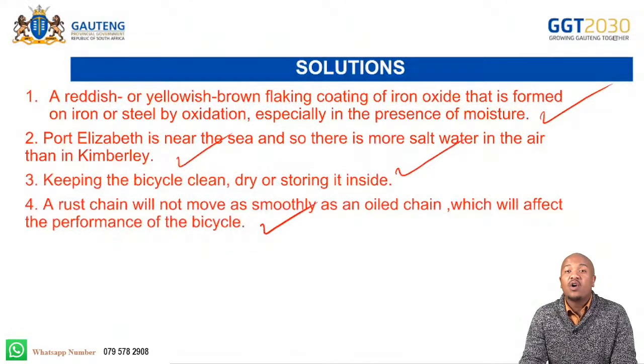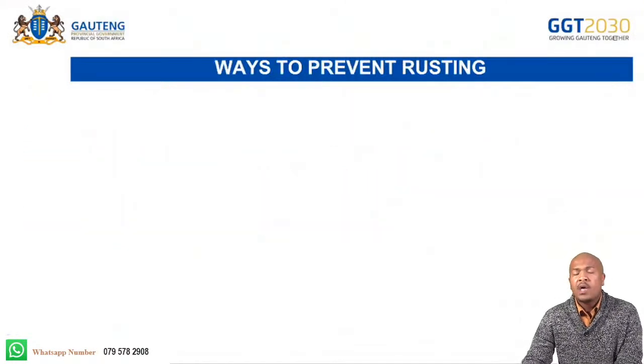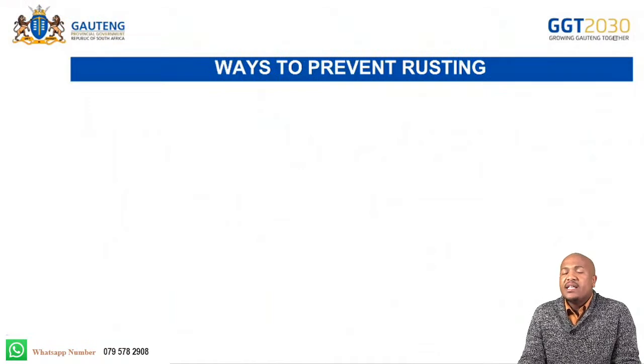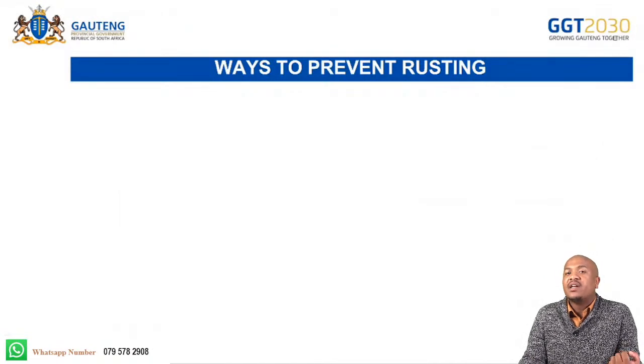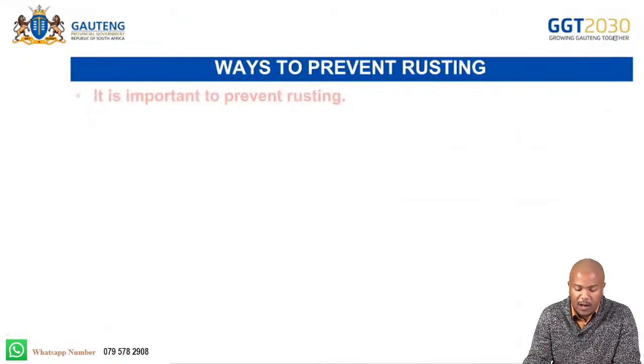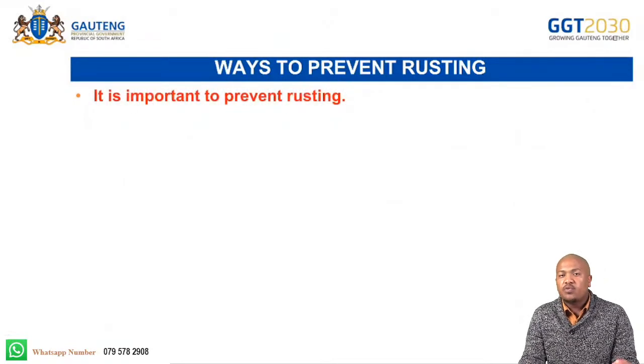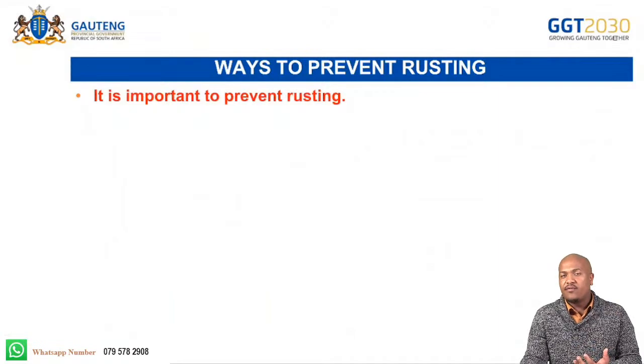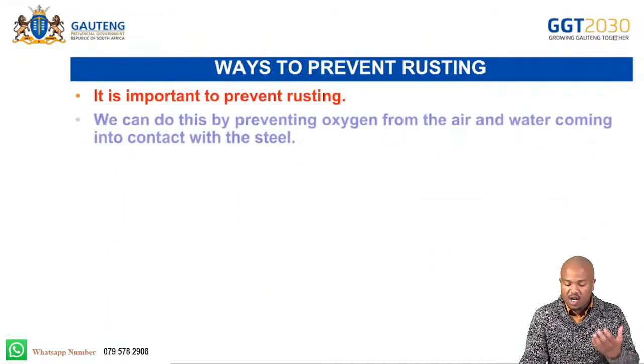Now let's carry on with our lesson. We said that there are ways that we can explore and use to prevent rust. That is the fortunate part about this. We can prevent rust so that we can preserve our goods for a long time. So it is very important to prevent rusting, so that they last longer.